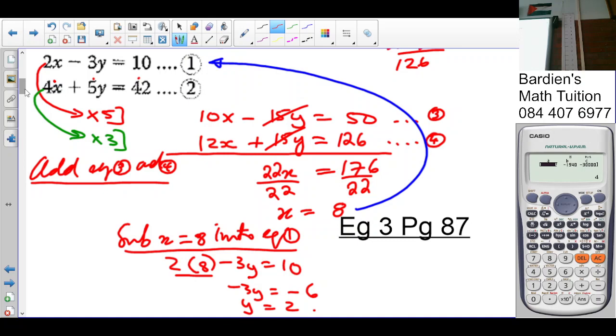Okay. So you guys can do any method, either substitution or the elimination method. Okay, any confusion here? Any questions?